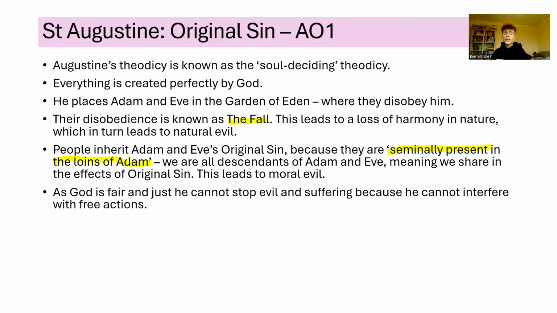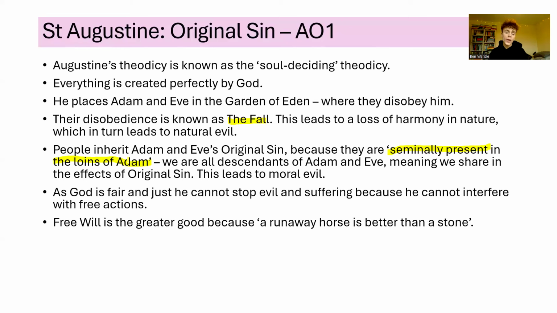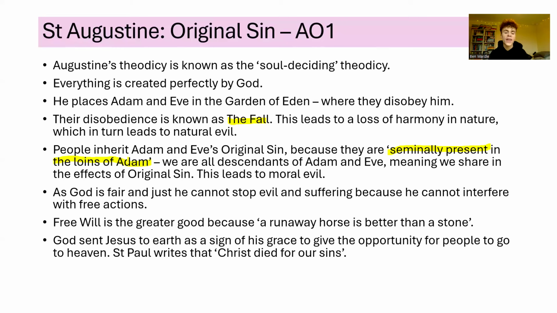And Augustine's comeback here is that God is fair and just, so he cannot stop evil and suffering because he cannot interfere with free actions. In order for us to have free will, actions have to have consequences, and God can't be interfering because God is just and God is fair. So he has to let the consequences of actions play out. And the consequence of Adam and Eve's original sin is that we all inherit original sin, that we all have to pay the price for what they've done. Free will is the greater good because, as we mentioned before, a runaway horse is better than a stone.